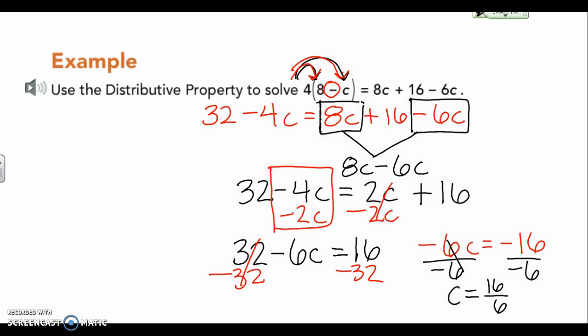So again, with this answer, you can leave it as an improper fraction. You could change it to a mixed number or a decimal. Any of those answers will be correct.